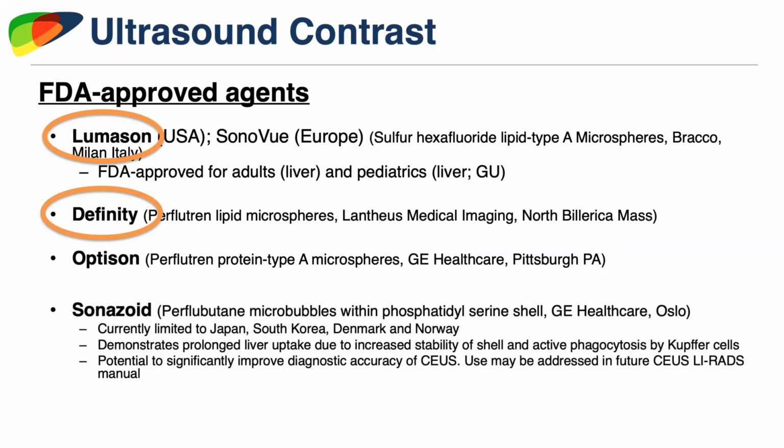Keep in mind that in other parts of the world, Sonazoid is a very popular contrast agent. It's not available for clinical use here in the United States, but it has some very unique properties for liver imaging, predominantly that it is actively phagocytosed by Kupffer cells, and you get relative negative contrast, kind of akin to EOVIST MRI. But that is currently not a component of contrast-enhanced ultrasound LI-RADS, and we won't be talking about this agent in today's talk.